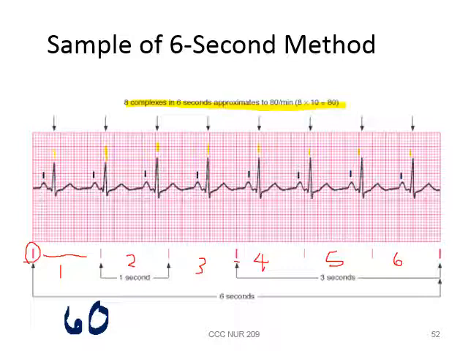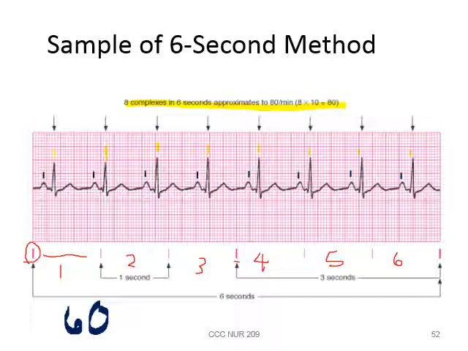The only way to get an exact rate is to go into that patient's room, put your stethoscope over their heart, and count the number of sounds for 1 minute. That's going to give you the most accurate rate for that patient. But that's not what we're going to do. We're looking at rhythm strips.